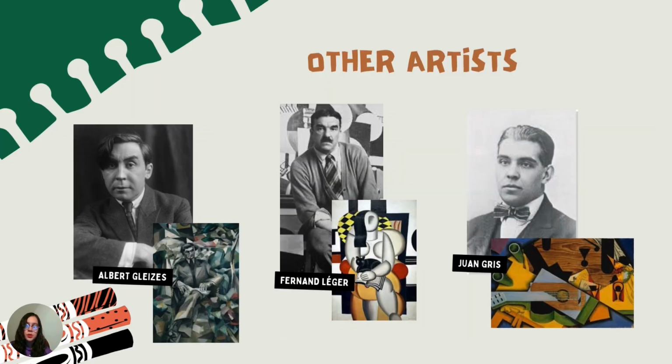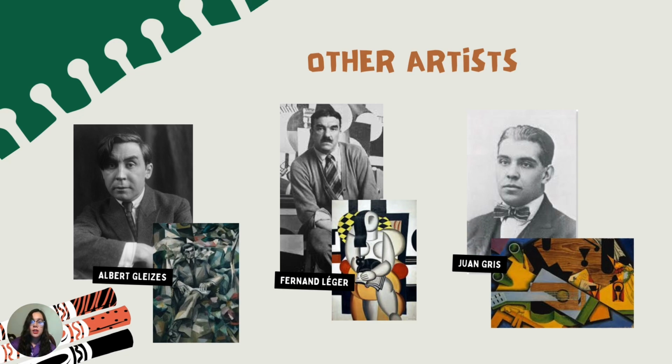And now I would like to introduce you to other artists so you can learn more about this movement. The first one is Juan Gris. He's considered the third most important Cubist artist. Then we have Fernand Léger. He introduced a more mechanical and colorful style in Cubism. And then we have Albert Gleizes, and he's the co-founder of Salon Cubism, which was more accessible to the public.